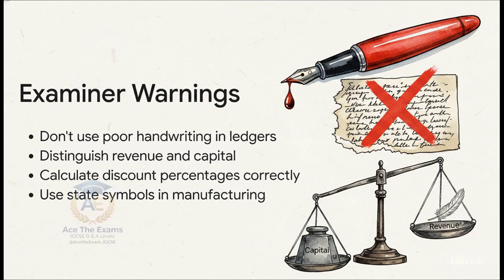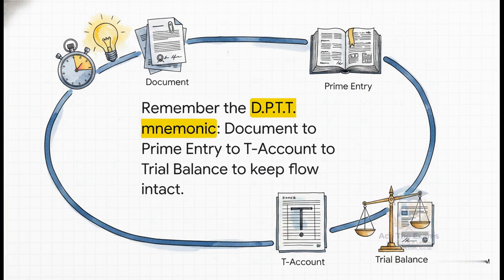It's that simple. Secondly, a catastrophic failure to separate revenue expenditure from capital expenditure is going to entirely skew your profit calculations. Don't do it. Also, be super careful not to miscalculate percentages when you're dealing with trade versus cash discounts. And lastly, always remember your state symbols in manufacturing accounts. These are unforced errors, guys. Don't make them.